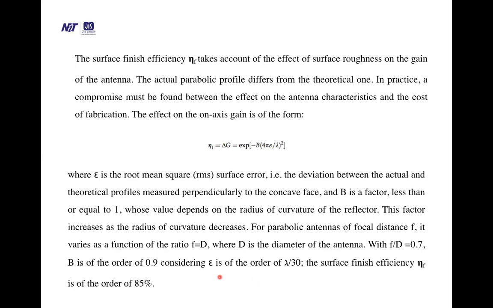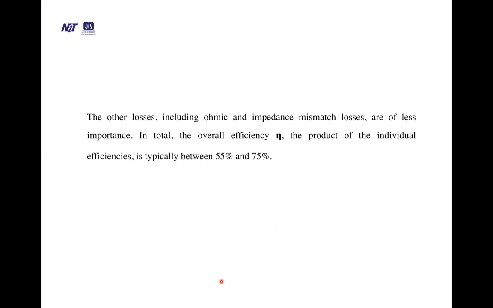So f by D, the ratio function, where D is the diameter of the antenna, is equal to 0.7, and the blockage efficiency is of the order of 0.9, considering epsilon is of the order of lambda by 13. The surface finish efficiency is of the order of 85%. The other losses, including ohmic and impedance mismatch losses, are less important. So the total or overall efficiency eta, the product of the individual efficiencies, is typically between 55% and 75%.